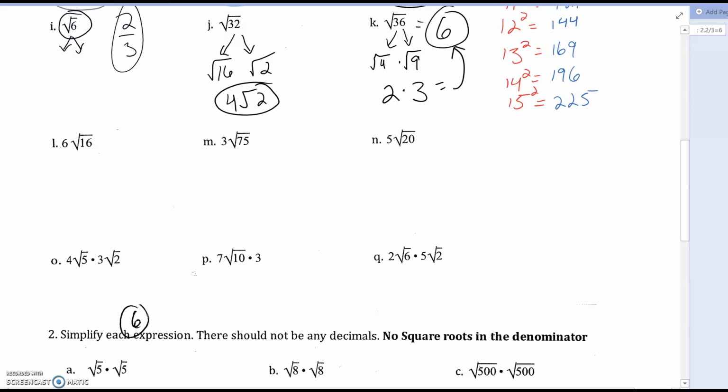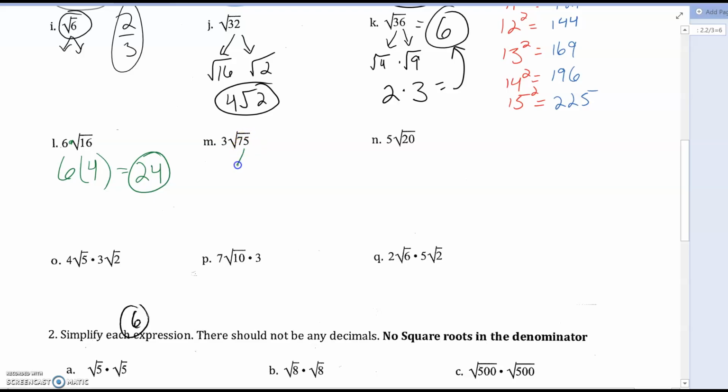All right, so keep in mind, 6 square root of 16, this is still multiplication because it's right beside each other. Okay, so I can separate this. Square root of 16 is just 4. So this would be the same as 6 times 4, which is 24. Okay, this next one, M.